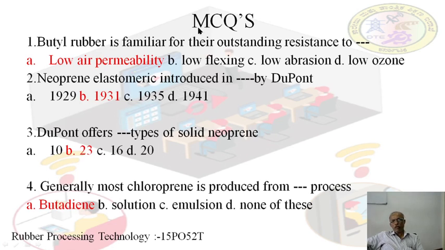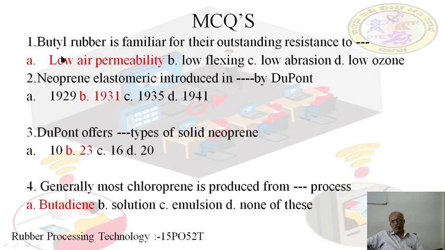So now we'll go over multiple-choice questions. One: butyl rubber is familiar for its outstanding resistance to dash. Options: A, low air permeability; B, low flux; C, low abrasion; D, low ozone. So which is the answer? As I told you before, butyl rubber is familiar for its outstanding resistance to low air permeability.